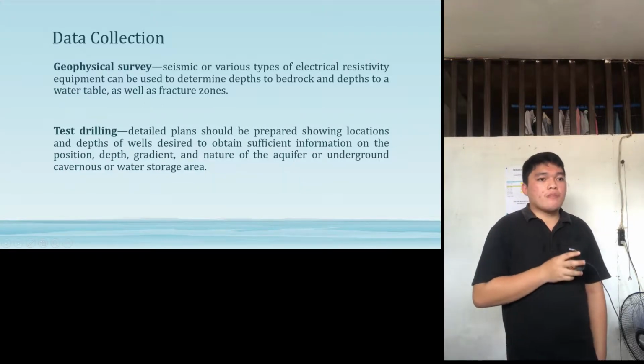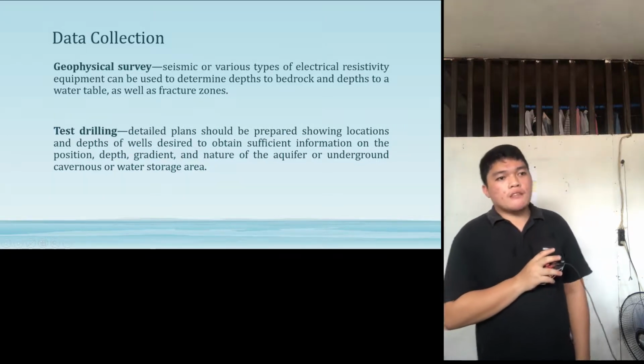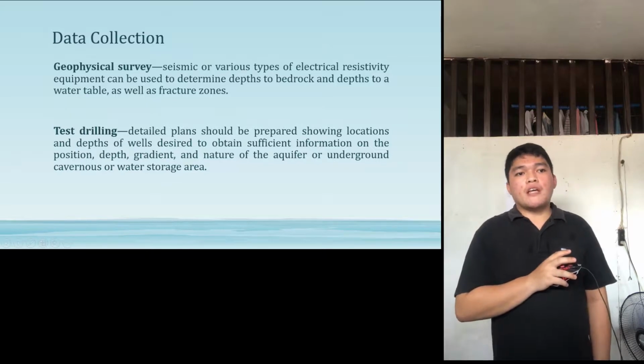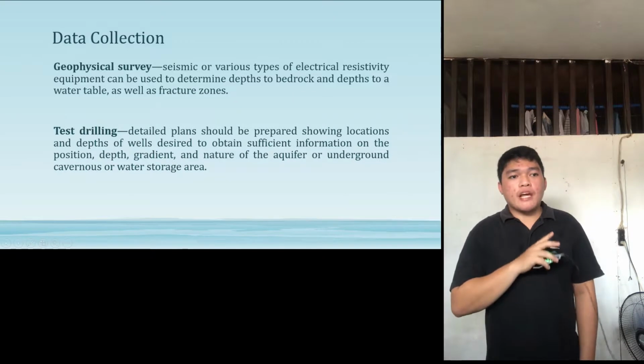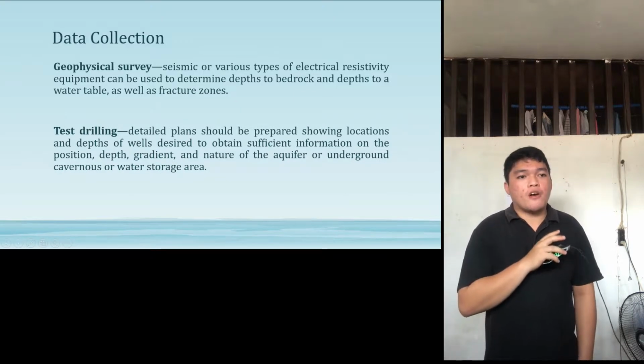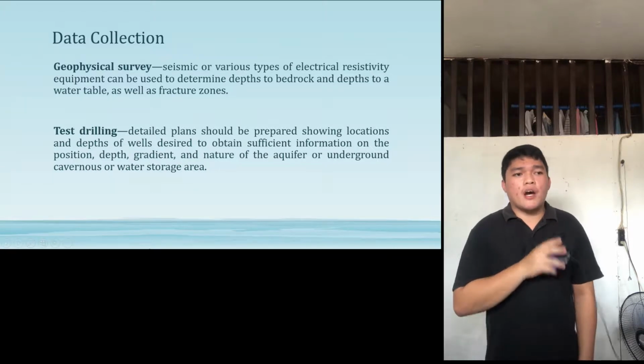Test drilling. Detailed plans should be prepared showing locations and depths of wells desired to obtain sufficient information on the ground on the position, depth, gradient, and nature of the aquifer or underground cavernous or water storage area.